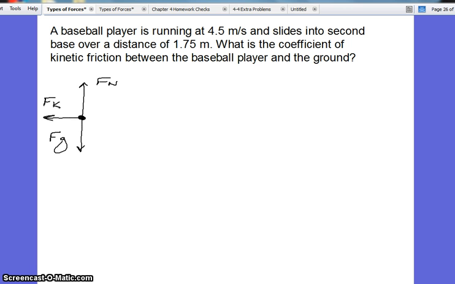There is no string, rope, or cable, so there's no tension. And there's no applied force. The reason that the baseball player is moving to the right is because of inertia, not because there is any kind of force acting in that direction anymore.